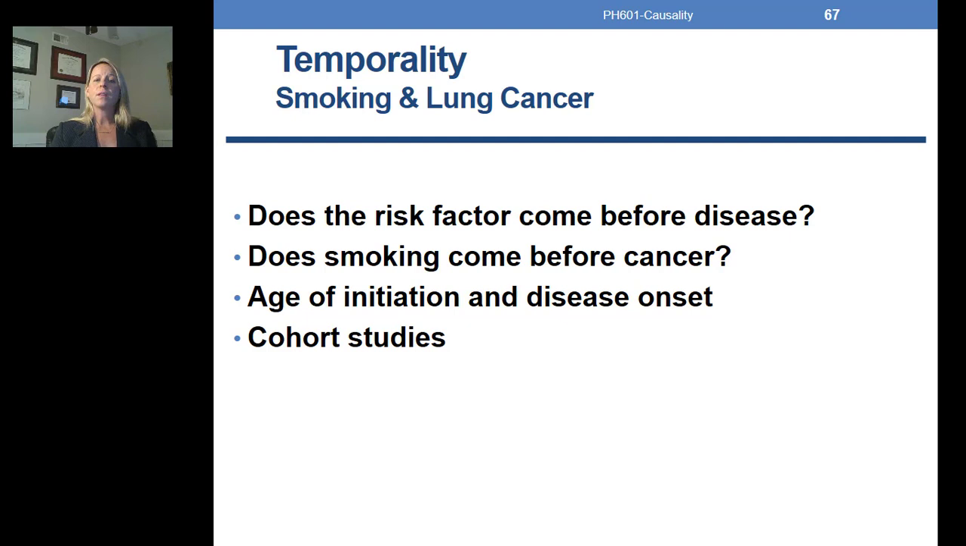Temporality. This, of course, as I've said throughout this set of videos, is an absolutely necessary criterion. Does the risk factor precede the disease? Does smoking precede cancer in the majority of those studies, other than perhaps some of the cross-sectional studies? There is evidence that the smoking preceded the cancer. And then that can be explored even further with respect to the age of the initiation of smoking and the point at which the disease occurs, which has been demonstrated through a variety of cohort studies.